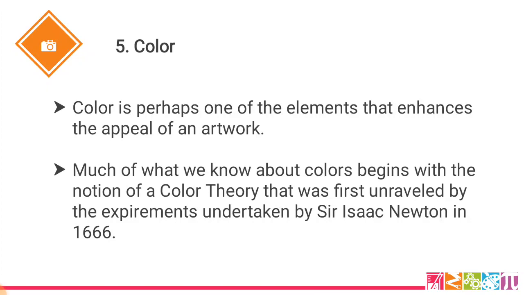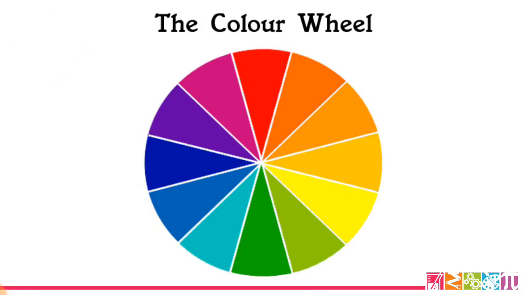It depends on a person because there are persons who like bright colors, there is a person who likes earth tone colors, and there is a person who prefers darker colors. So, much of what we know about colors begins with the notion of color theory that was first unraveled by the experiments undertaken by Sir Isaac Newton in 1666. So first, let's get to know the color wheel.